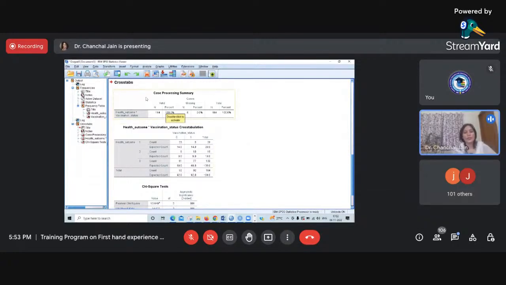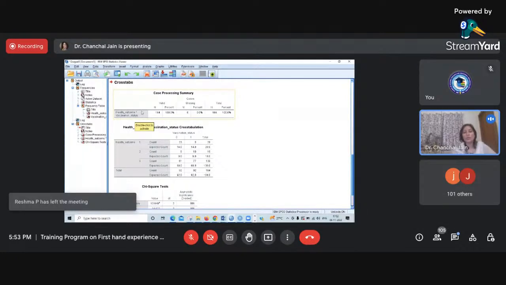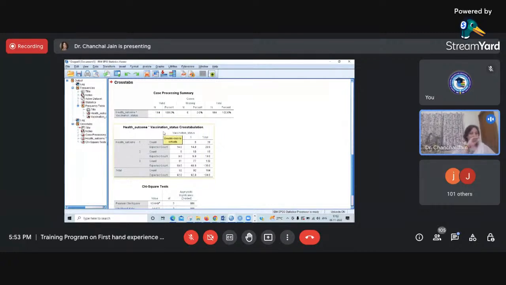So here you can see the case processing summary. We are trying to find the cross tabulation of these two variables, health outcomes versus vaccination status. In these two, the total sample size is 184, and there are no missing values in the data. So whatever the valid sample size is, the same is coming in the total column also. Moving to the next table, that is the health outcome versus vaccination status cross tabulation.